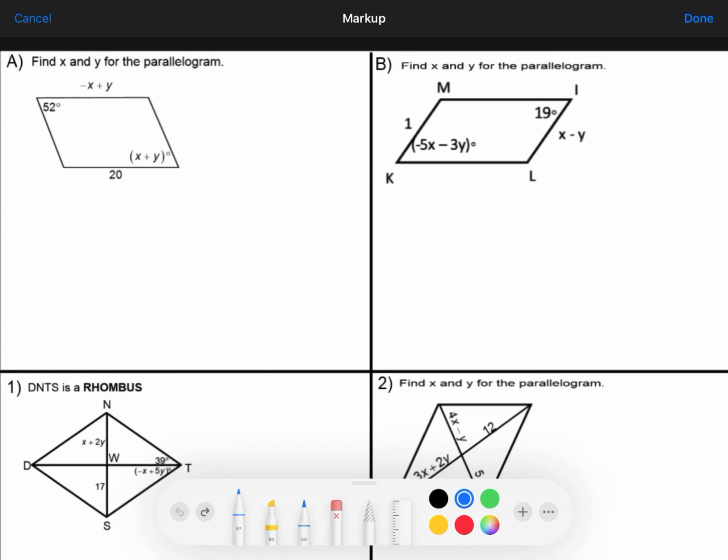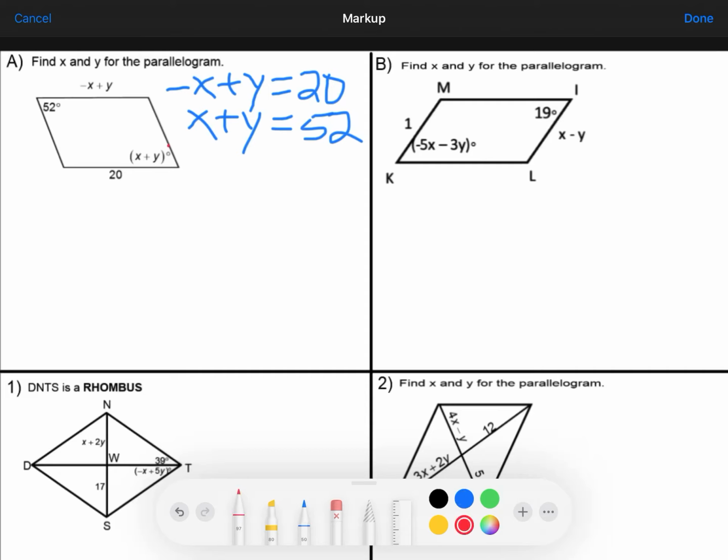But for this first one, opposite sides are equal. So the top side, x plus y, equals the bottom side, 20. Same thing on the angles. The bottom right angle, x plus y, equals the top left angle, 52. Now, it's important that when you do these problems today, you always write them in standard form. Your x term first, your y term second, and equal sign third, and your number last.